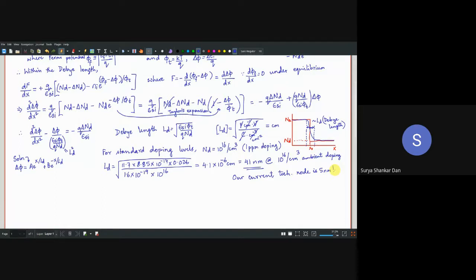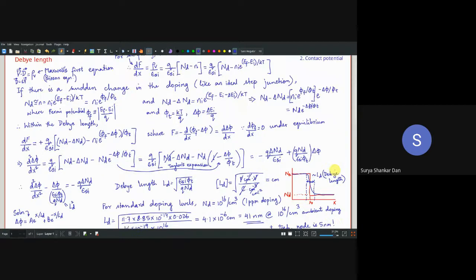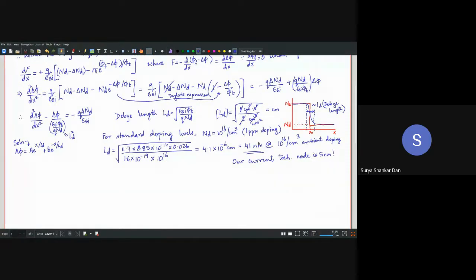The whole region itself is destroyed. What is the significance of this? We have been doing a lot of mathematics until now, but the final conclusion is that if we have an ambient doping of 10 power 16 per centimeter cube in the device, then it will take at least 41 nanometers distance to respond to any change in the doping levels. 41 nanometers.